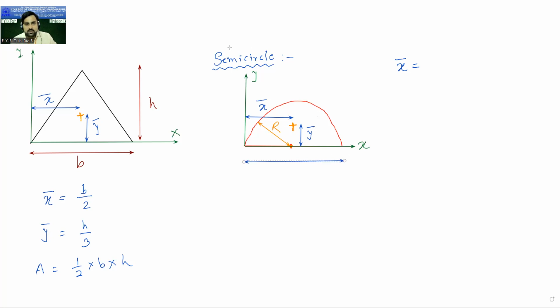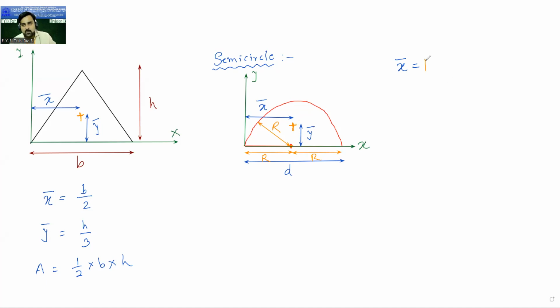This total is nothing but the diameter of this semicircle, this total length, and half of it is the radius. This distance is r, and further from this point also it is r, because this is the center. Both of them are r. So you can see that this centroid is at a distance of r.